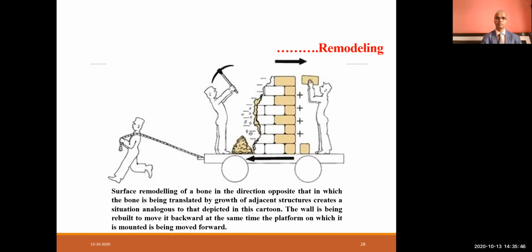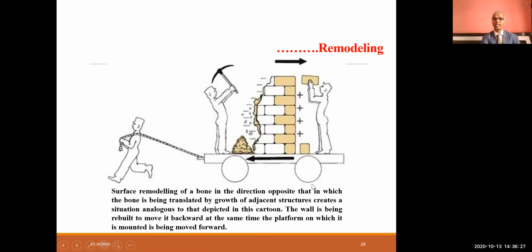This diagram shows the surface remodeling of a bone in the direction opposite that in which the bone is being translated. This bone is being translated. You can see this cart is pulling in forward direction. It shows the translation of the bone. So bone remodeling here takes place in opposite direction. The cart moves in the forward direction and deposition takes place in the opposite direction, in backward direction. It is represented by positive sign, deposition, and resorption by the negative sign.